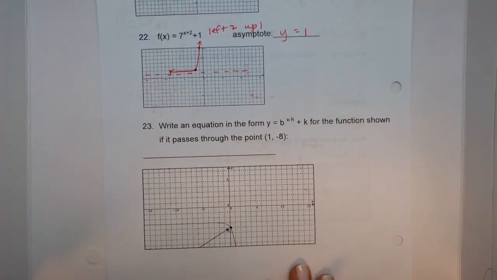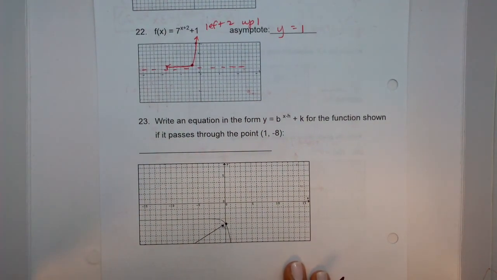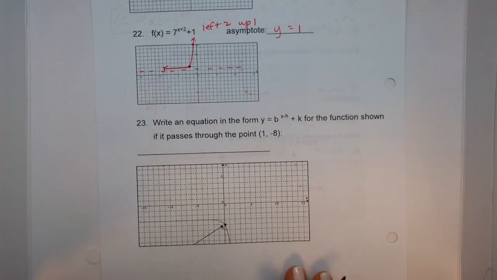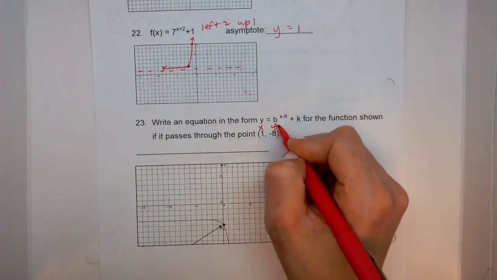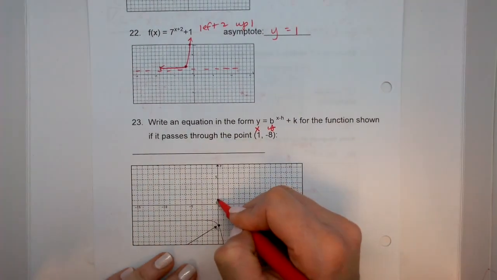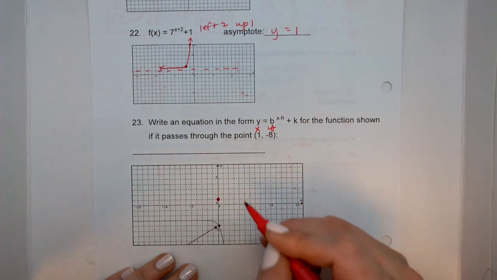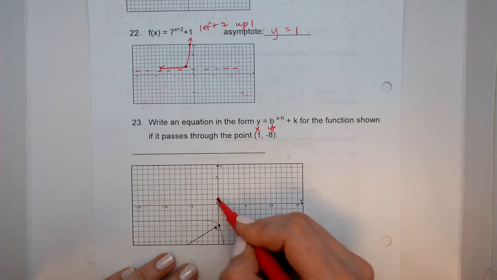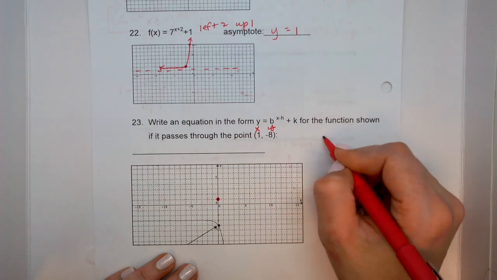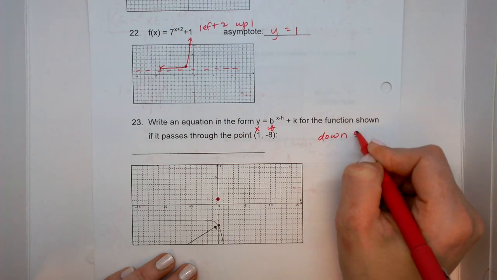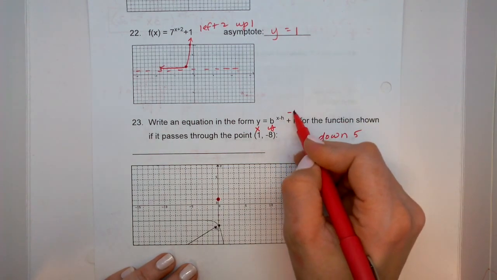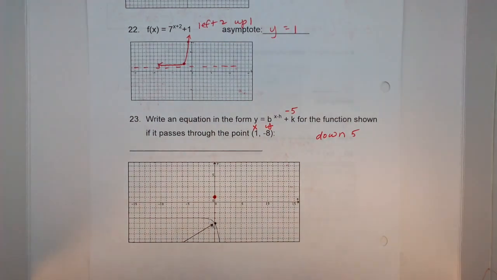Okay. On 23, it says write an equation in the form of y is equal to b to the x minus h plus k for the function shown if it passes through the point 1, negative 8. So that's our x and y. Okay, always start with your anchor point from your parent function and identify the transformation. So we moved down 1, 2, 3, 4, 5. And that tells us the value of k. So that's going to be minus 5 for k.